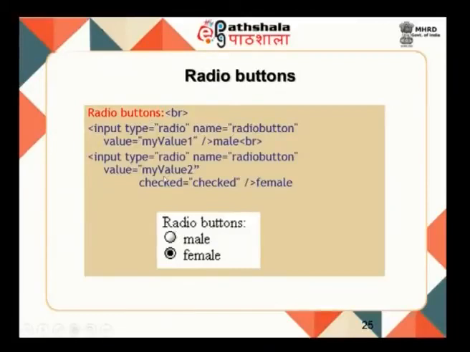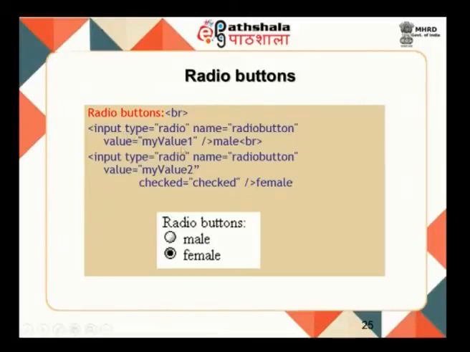Now, how to create radio buttons? Using the same input tag, type equal to radio. If you specify type equal to radio, a radio button is actually created, the name for the button is given, the value is my value 1, and this my value 1 does not appear here. When you create a radio, the radio button is displayed here.